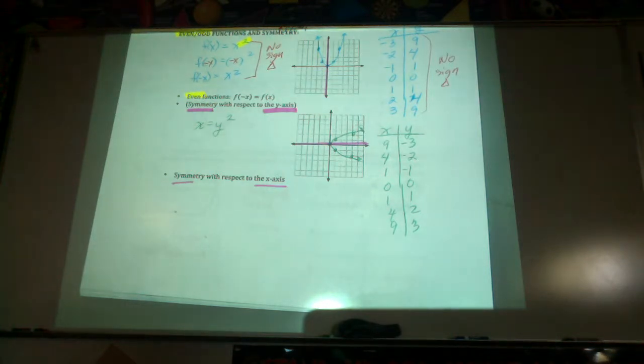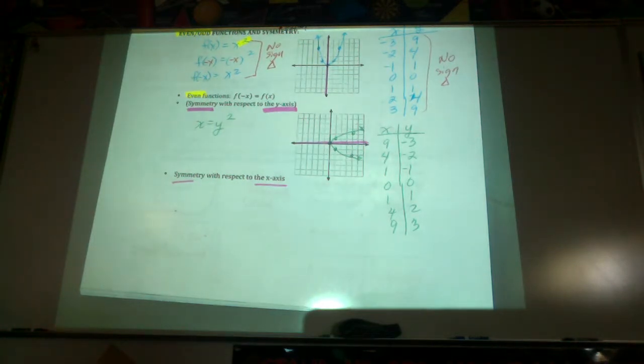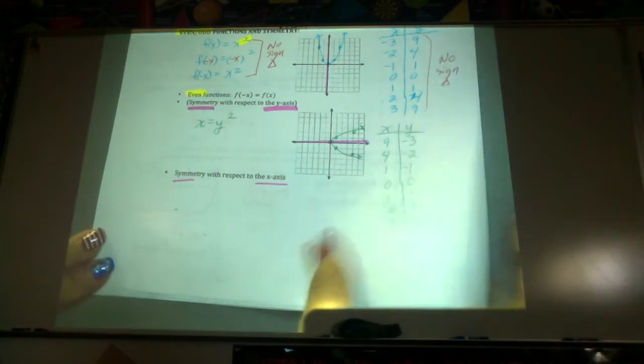So let's look at an odd function. Can I flip this? I'm thirsty, I have no straw. All right, here we go.